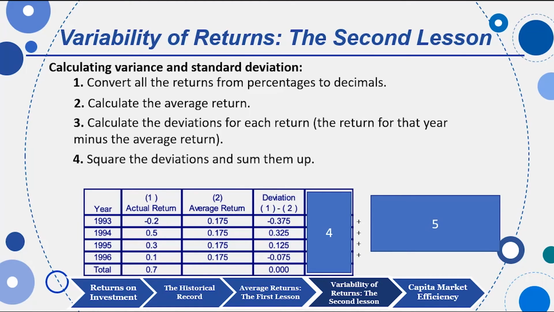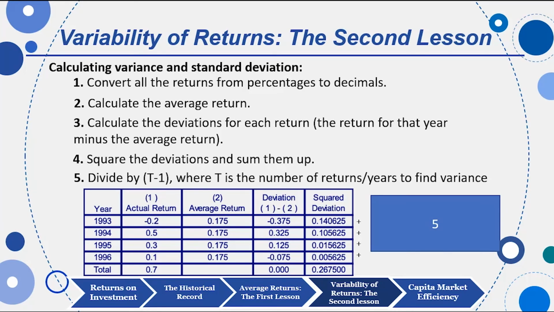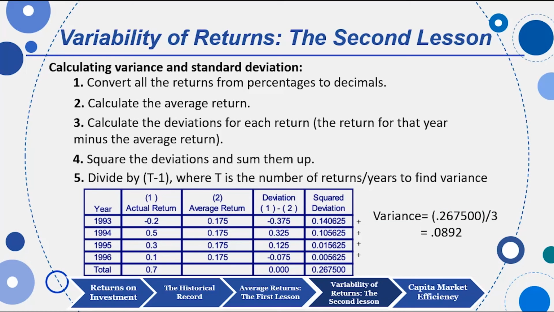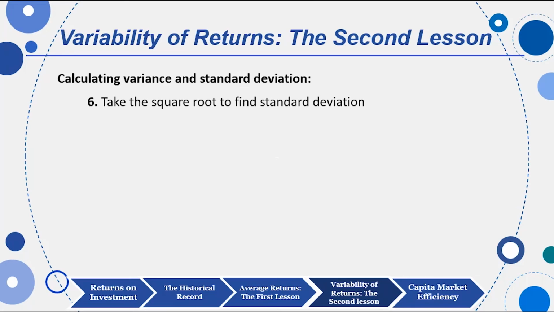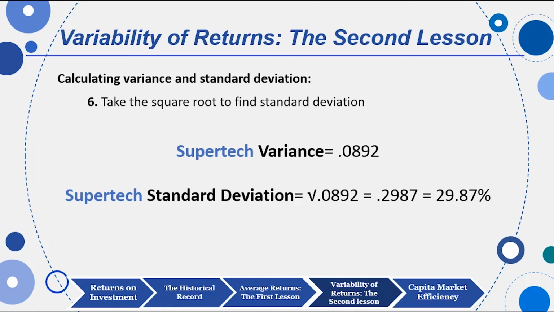Step 4, square them up and add them up. So take minus 0.375 and square it, 0.325 and square it, and add up all those 5, 6, 7, 8-digit numbers and sum the square deviations, get 0.267500. And then finally, I divide that by t minus 1 observations, or 4 minus 1, or 3. So 0.267500 divided by 3 gives me a variance of 0.0892. And then the standard deviation is very simple. It's just the square root of 0.0892, and I get 0.2987, or 29.87%, the very high standard deviation.